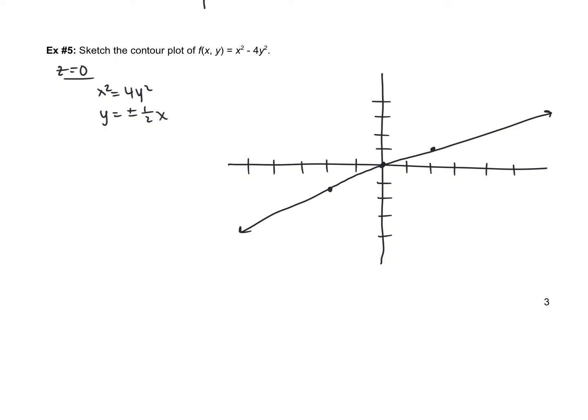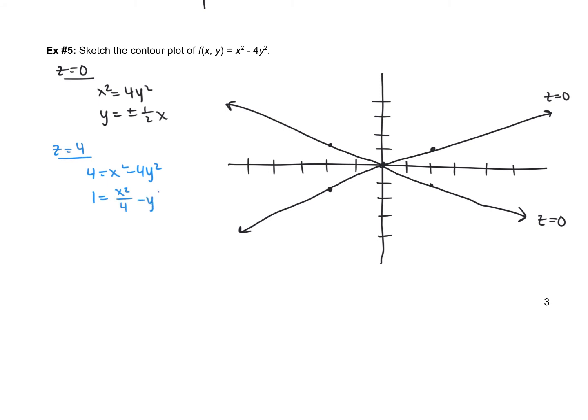Okay, so here we get one where z is 0. That's our positive 1/2 x, and we're also going to have our negative 1/2 x. Another one that's going to be convenient is z equals 4. When we do that, we get 4 equals x squared minus 4y squared. If we divide by 4, we get 1 equals x squared over 4 minus y squared.